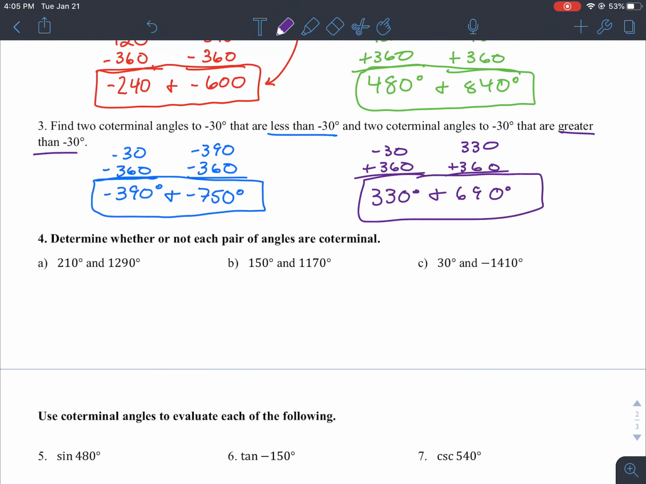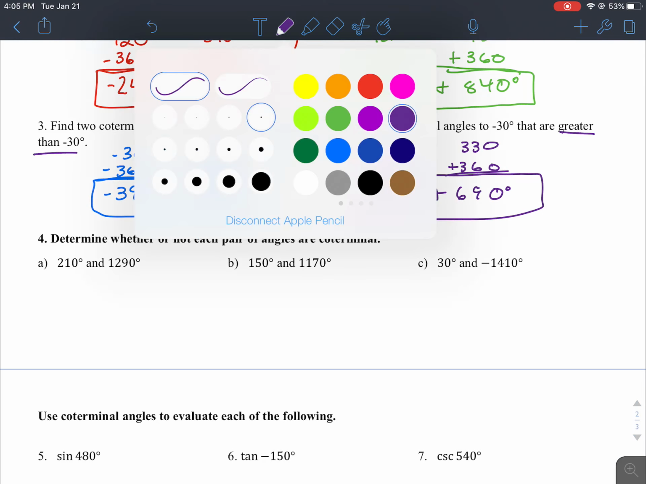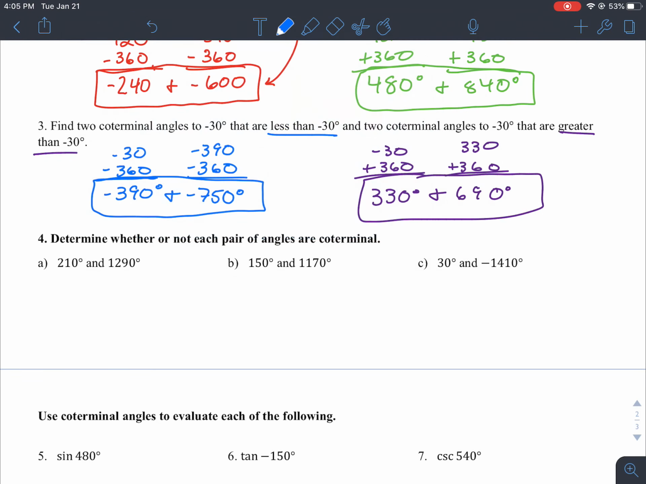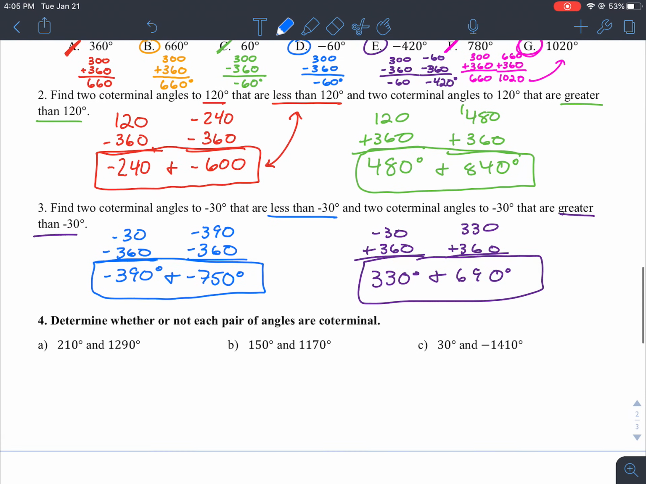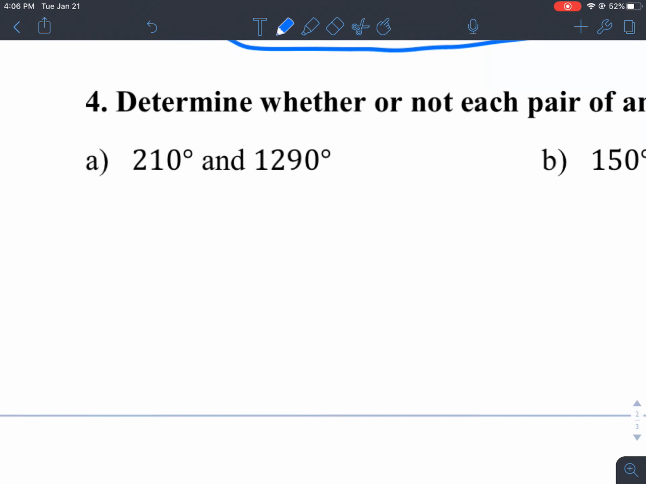For our next example here for A, B, and C, essentially what we're going to be doing is checking, are the two angles that were provided to us coterminal? So similar to what we did in example 1, we're just going to keep adding or subtracting 360 until we either land on the number we want or surpass the number that we want. So for our first example, we have 210 and 1290. We just want to know, are those coterminal?